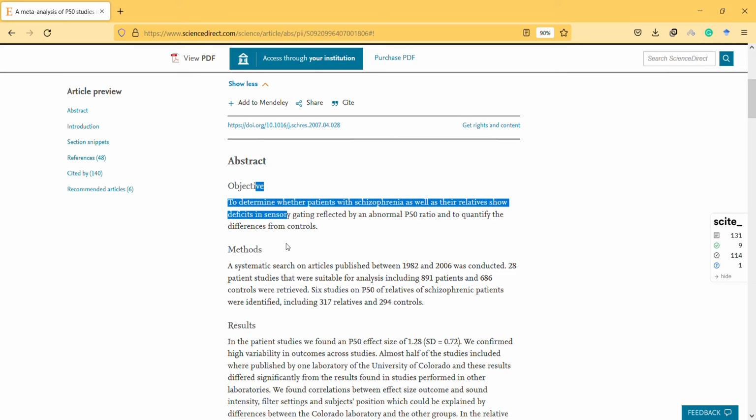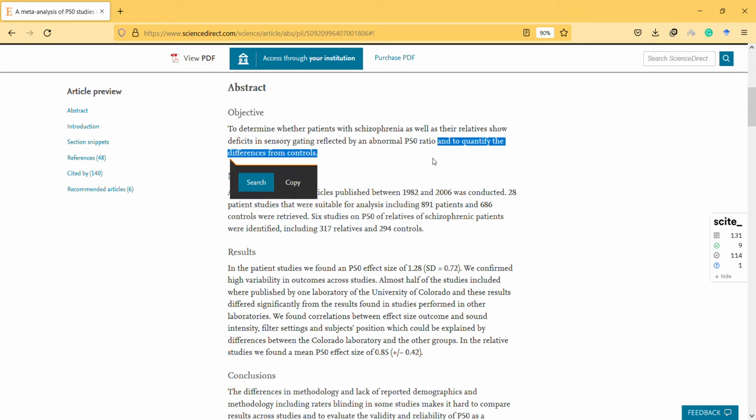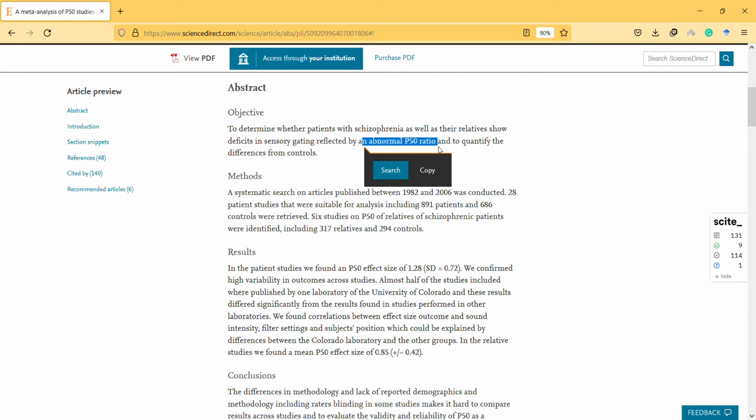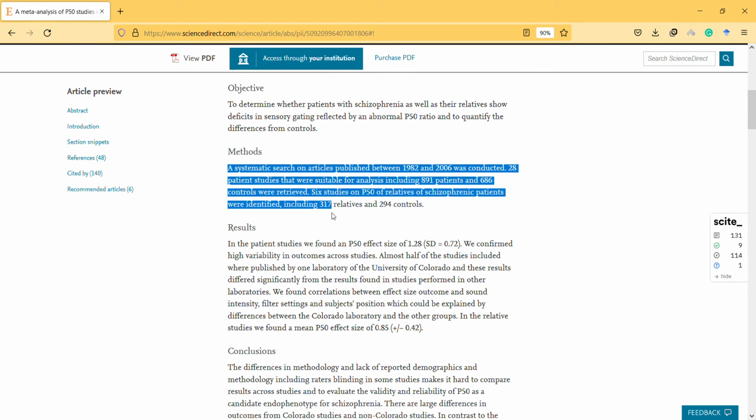To determine whether patients with schizophrenia as well as their relatives show deficits in sensory gating reflected by an abnormal P50 ratio, and to quantify the differences from controls. If you're not sure what the P50 ratio is, you should search the previous articles about it. Some even dislike the concept of P50, and they think sensory gating doesn't have any meaning. Some say that you cannot really measure it well. Anyway, there is indeed literature about it, so we have to check the literature.